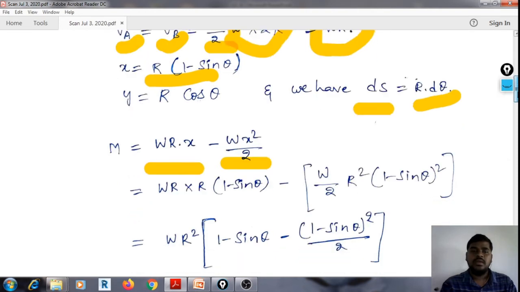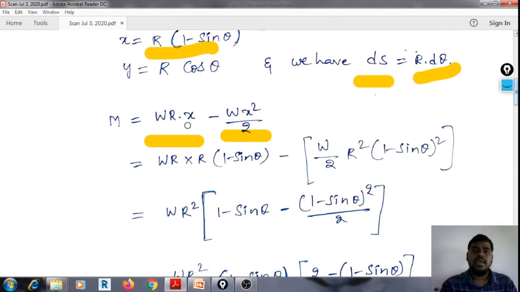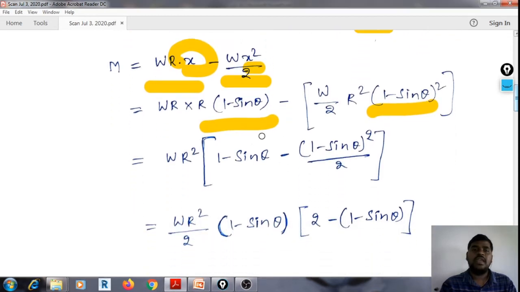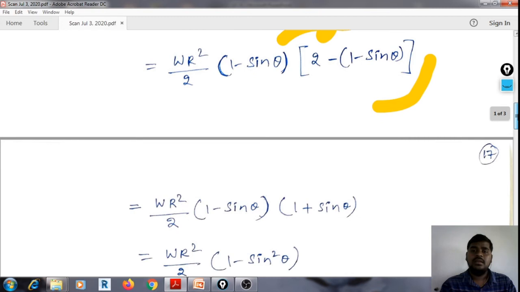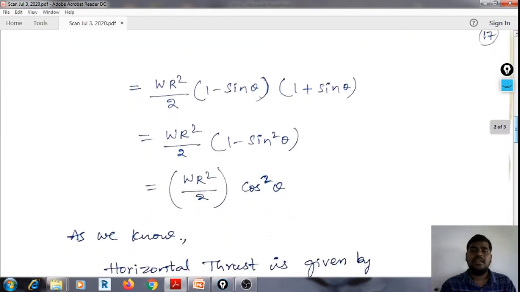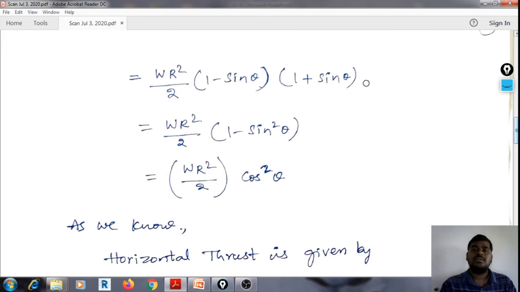Here, if we substitute x as r into 1 minus sin theta, this will be the thing. Next, WR square into 1 minus sin theta. If you take WR square as common, we get it like this, 1 minus sin theta, and this is the case. By solving we will get, and in continuation, WR square by 2 into 1 minus sin theta into 2 minus 1 minus sin theta. The basics of trigonometry are most important in solving arches, and if we solve, the next step will be like this.